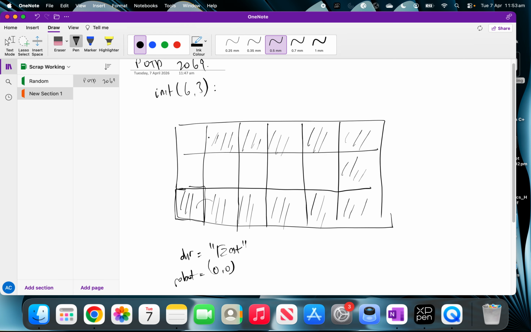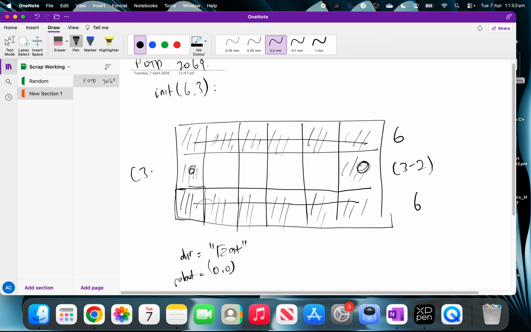I don't know why I'm coloring them all in, but here we are. Basically, it's the number of columns plus the number of columns plus the number of rows minus 2 plus the number of rows minus 2, getting rid of these two and getting rid of these two. So you get 12 plus 2 gives you 14, because 6 plus 6 plus 1 plus 1. Good. So we have a formula for that.